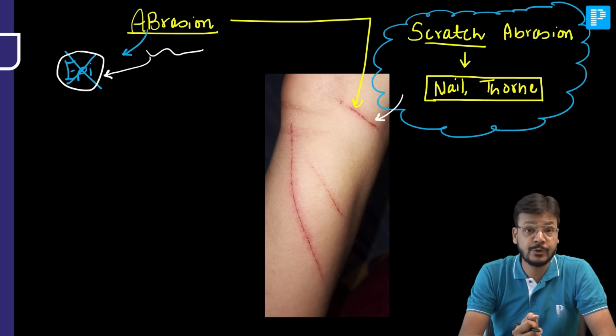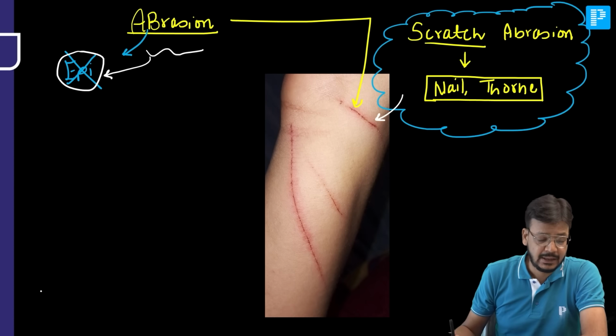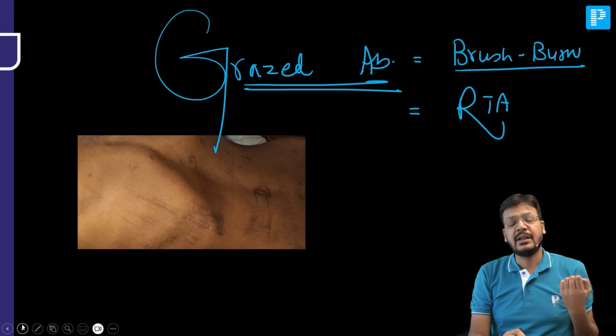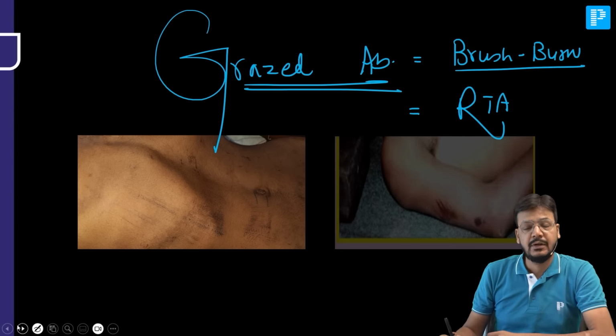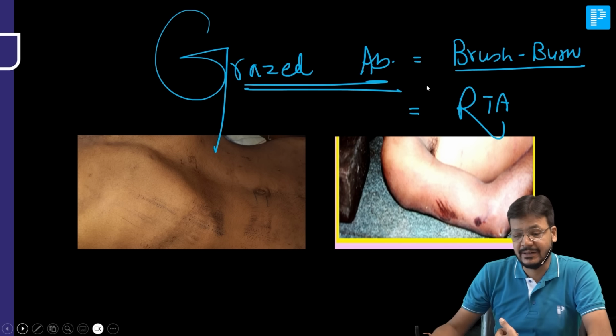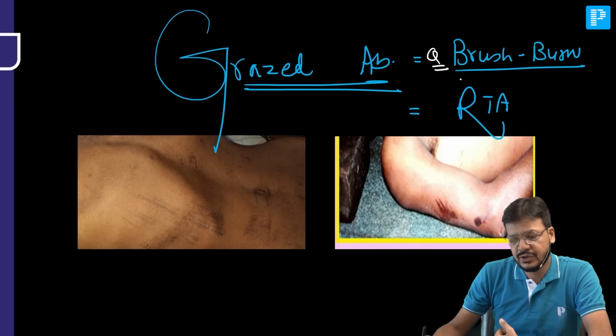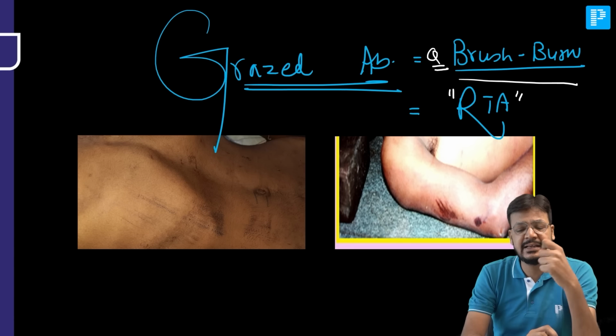Very, very important. It's a superficial injury caused by a nail or thorn or any pointed object. That is a scratch abrasion. Now, sir, grazed abrasion. If you are sliding on the road, or your body is grazed, that's a grazed abrasion. This question comes in exam. This is also known as brush burn, and it is very, very common in road traffic accident. This is a grazed abrasion.